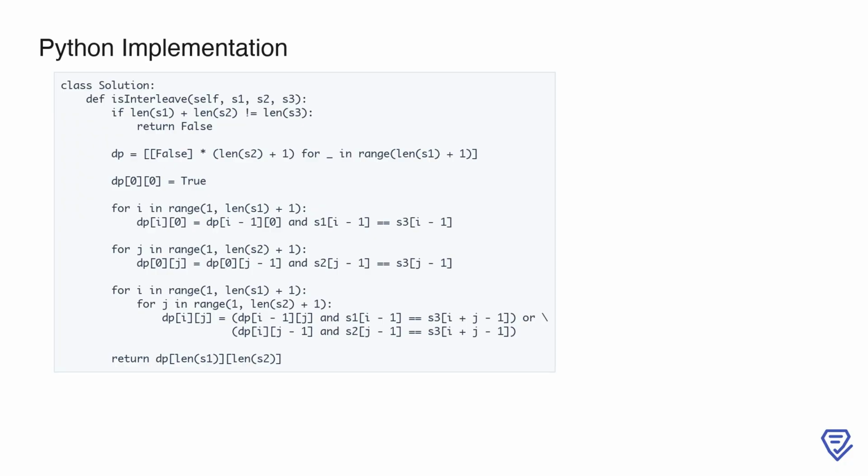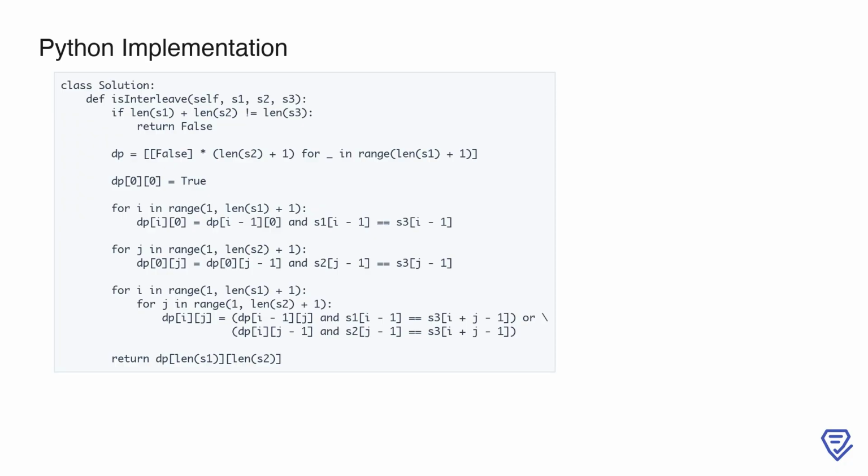4. The first column is filled by iterating through S1. DP[i][0] is true only if DP[i-1][0] is true, the previous state, and the ith character of S1 matches the corresponding character in S3. 5. Similarly, the first row is filled by iterating through S2. DP[0][j] is true only if DP[0][j-1] is true and the jth character of S2 matches the corresponding character in S3.